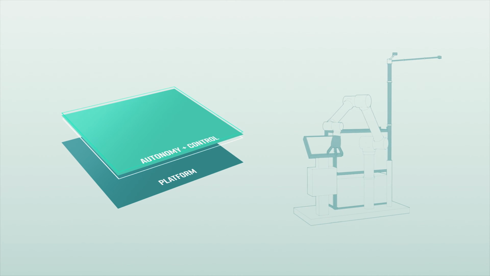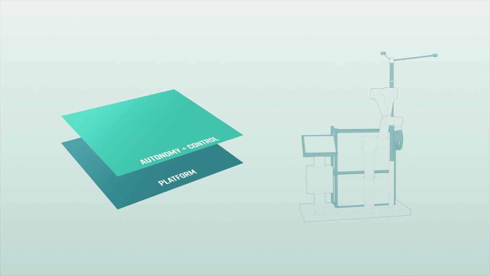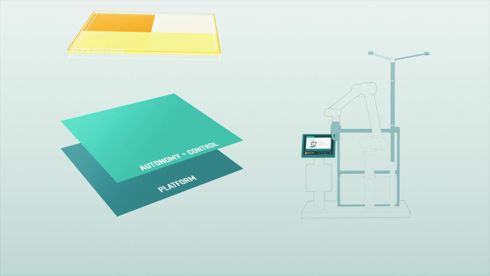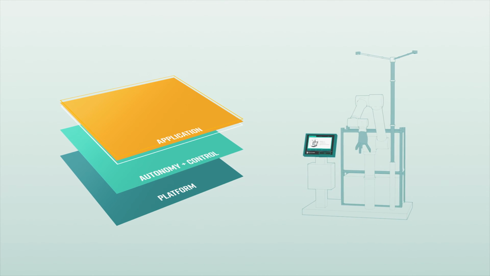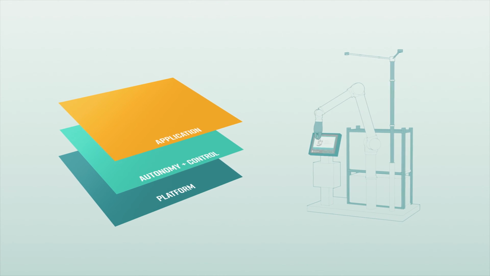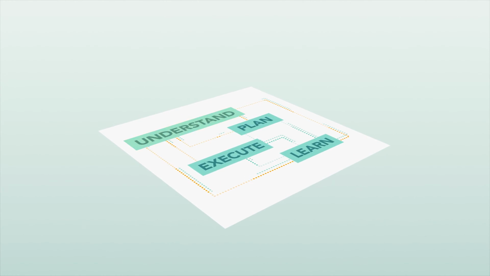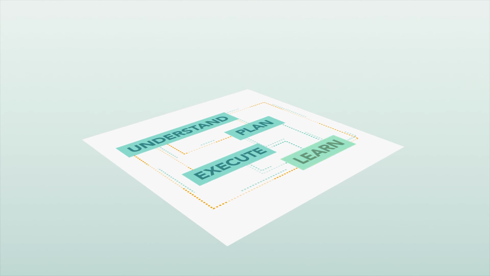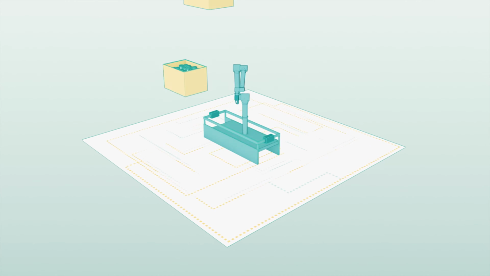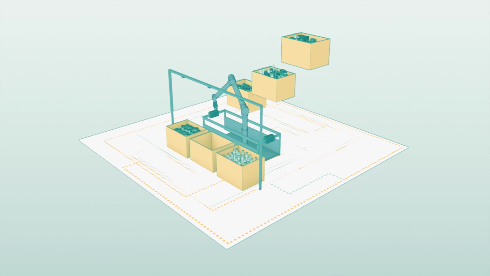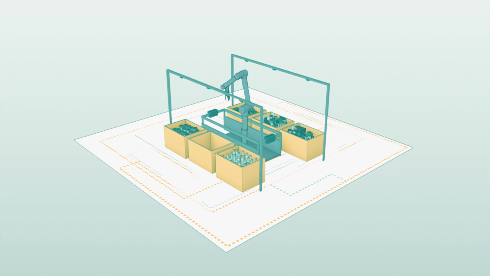Powered by Autonomy and Control, the item handling engine, with a growing suite of applications that make it easy to integrate and operate. Putting data to work, real-time Autonomy and Control are built from core program modules that understand, plan, execute, and learn. These modules interact dynamically to create robot skills which are combined to build workflows.